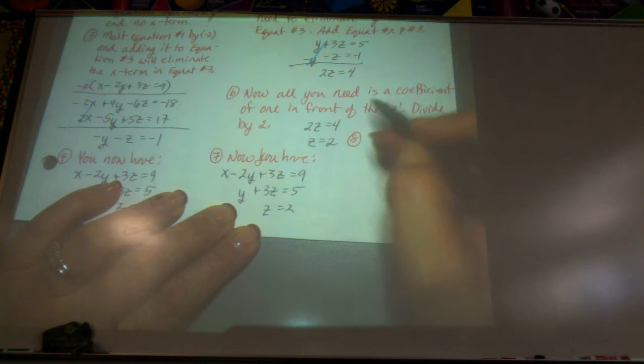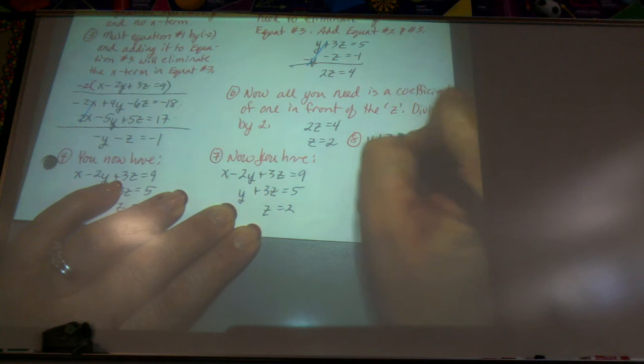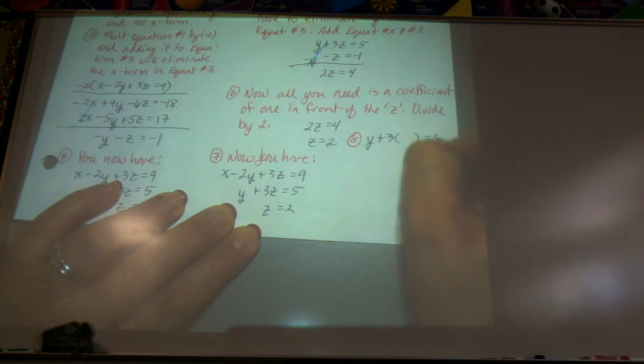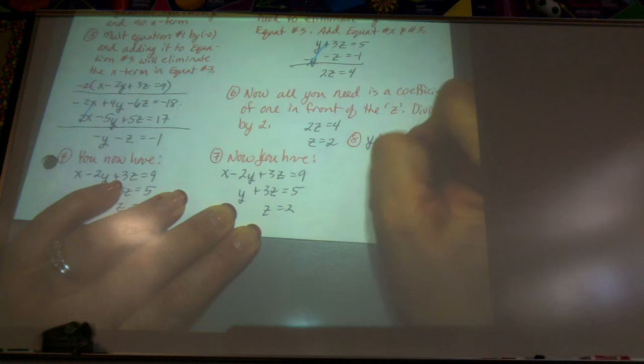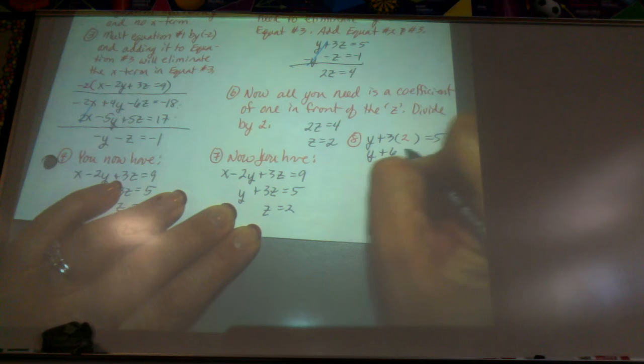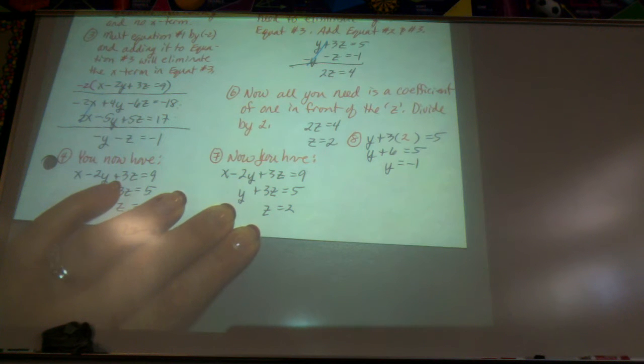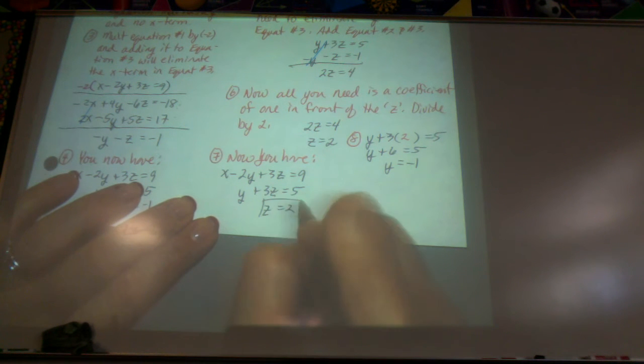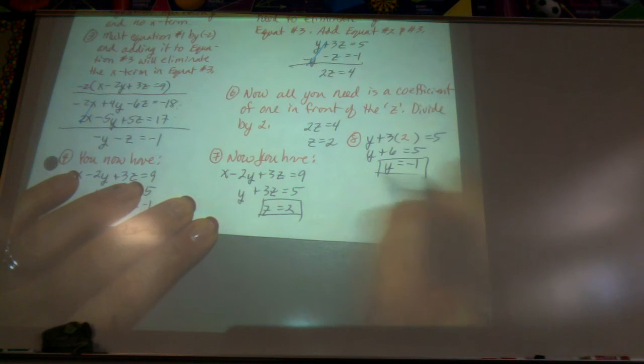We're going to take y plus 3 and replace the z with 2. Could you do this in your head on your paper? Yes, but these are your notes, so write it down. We have y plus 6 equals 5, subtract 6, and we get y is equal to negative 1. So here's one answer, here's 2 answers. Now what do we do?